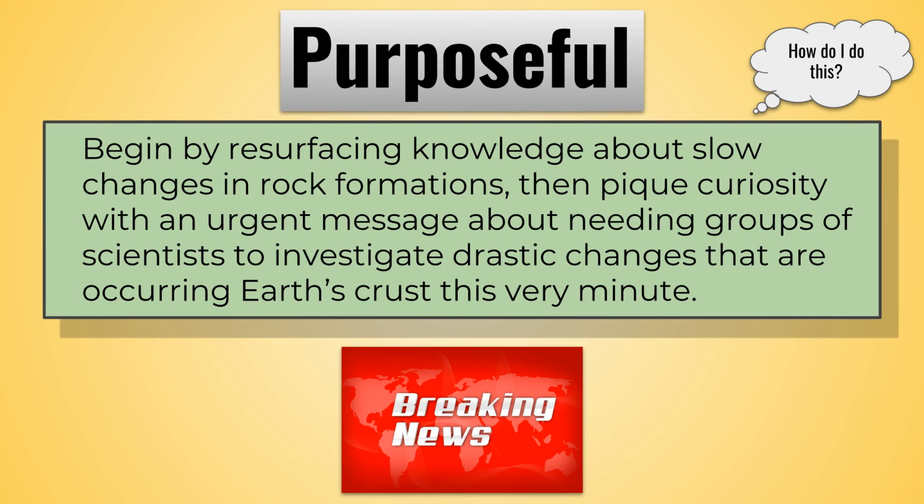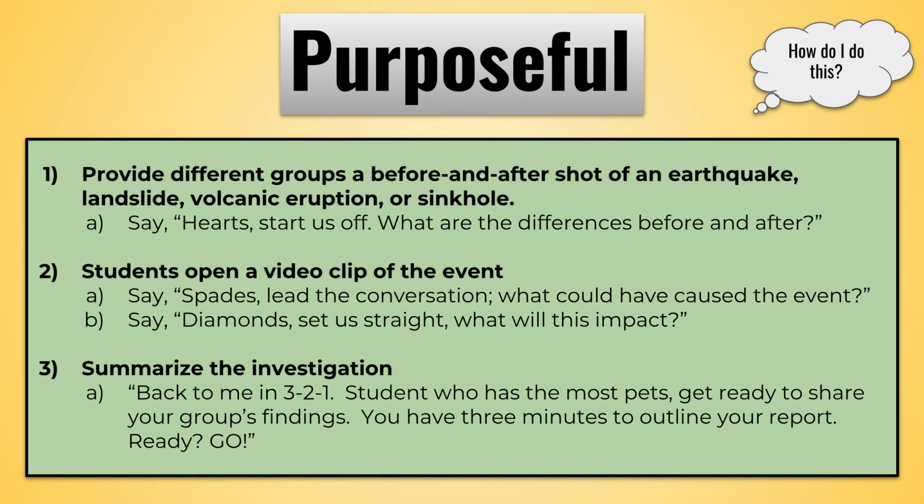So I think to myself, what will I need to do to set students up to work in groups? My idea is to begin class with a direct teach, resurfacing knowledge from a previous unit about the rock cycle and weatherization, and then I think it'd be fun to pique curiosity into rapid changes by giving them an urgent, news-breaking message about needing groups of scientists to investigate drastic changes that are occurring on Earth's crust this very minute. That should be enough on my end to get them working in their groups.